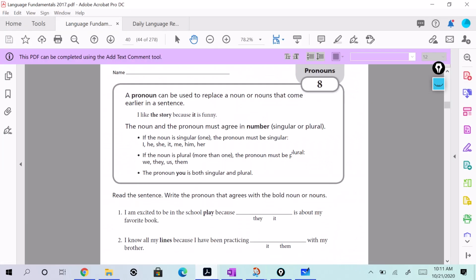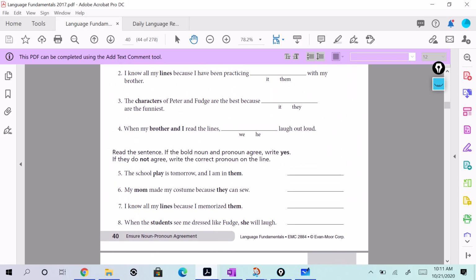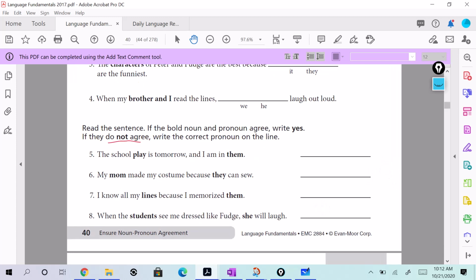Keep going down the line here. In the second part, it says, read the sentence, right? If the bold noun and pronoun agree, write yes. If they do not agree, write the correct pronoun. The school play is tomorrow, and I am in them. Uh-oh. Does that agree? No. The school play is tomorrow, and I am in it. All right, you guys know what to do there? All right, let's keep going.